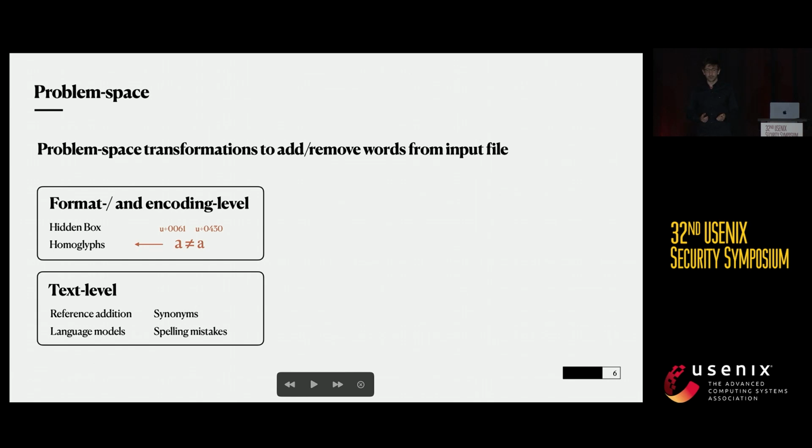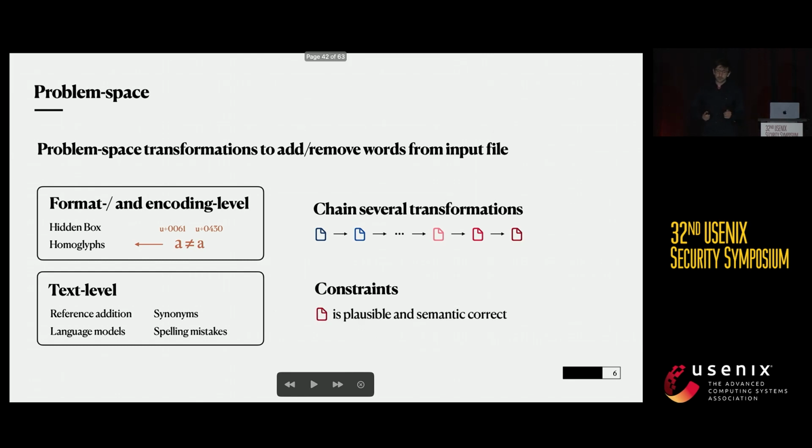We also had text level transformations. Suppose you want to add the word Einstein to your paper. Then you can also take some papers from him and add them to the bibliography. We also used language models where we instructed them to add the words we wanted to have. And we fine-tuned these language models on security papers, so we got really good looking security paper text. Then we can chain these transformations together, and in this way we can realize different attacks.